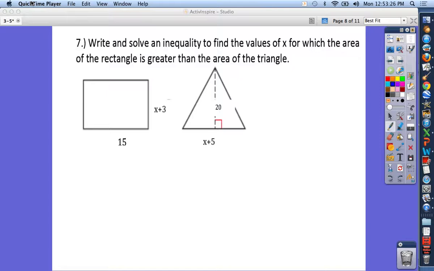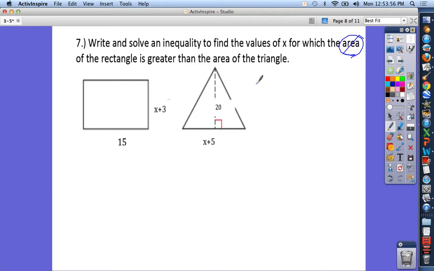Since yesterday or earlier today you watched the notes from the beginning, from the first page. Now we're on to page 2, and we're going to really apply some of these inequalities. Number 7 says, write and solve an inequality to find the values of x for which the area of the rectangle is greater than the area of the triangle. So what I'm going to do is write out, what are we trying to find?